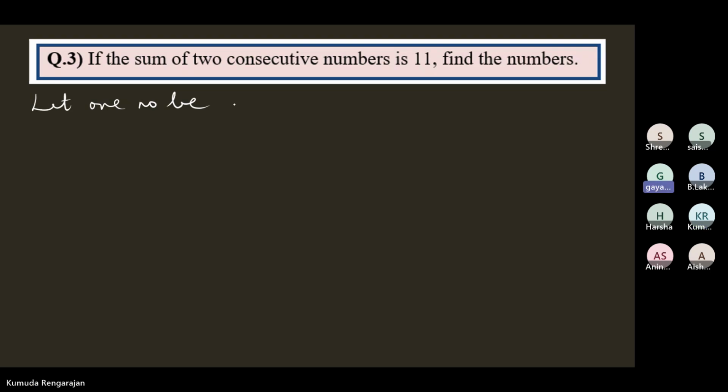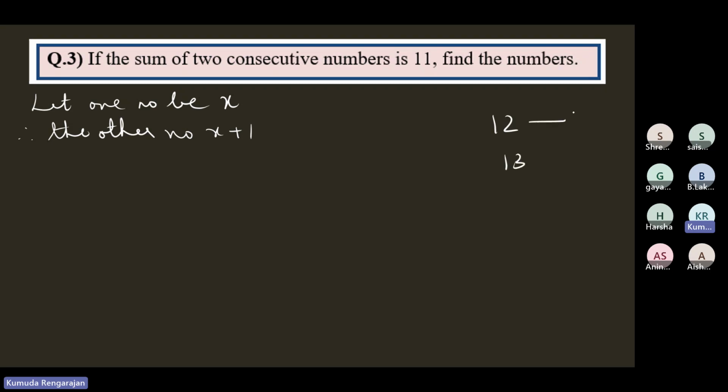Let the number be x, ma'am. Okay. So the other number is x plus 1. Perfect. So let one number be x. Therefore, the other number is equal to x plus 1. Let one number be x because consecutive numbers are, say, like 12 and 13. If you call 12 as x, then how will you get 13 using x? X plus 1. So consecutive numbers will go like this: x plus 1, x plus 2.